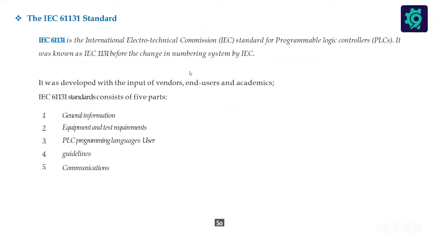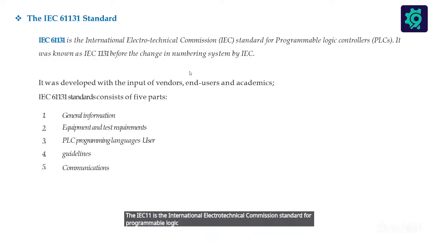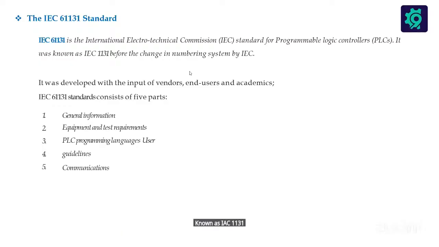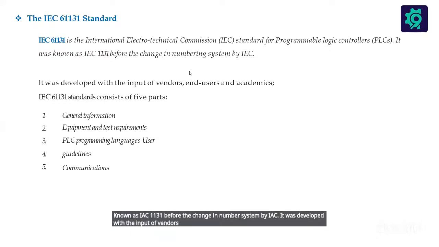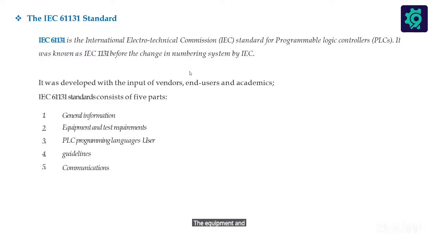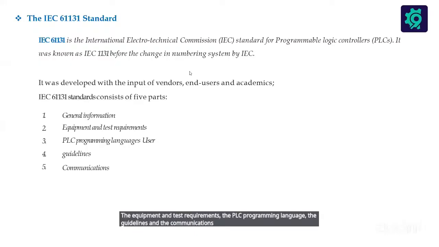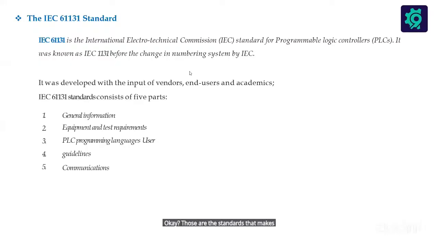So IEC 61131 is the International Electrotechnical Commission standard for programmable logic controllers. It was known as IEC 1131 before the change in numbering system by IEC. It was developed with the input of vendors, end users, and academics. The IEC 61131 standard consists of 5 parts: the general information about the PLC, the equipment and test requirements, the PLC programming languages, the guidelines, and the communications. Those are the parts that make up 61131.